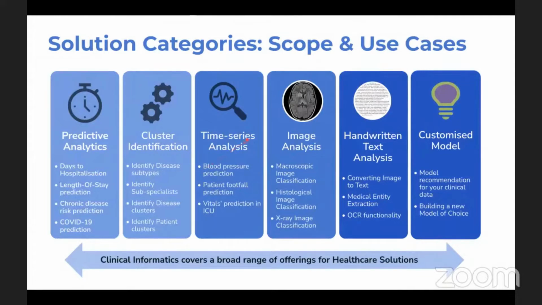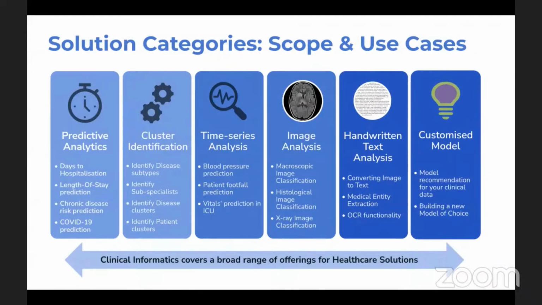Next, we come to time series analysis. Now, time series is a very important part, given the advent of wearables and Fitbits. So it's a massive amount of data generated each and every second. And because the vital parameters of the human body are rapidly fluctuating, we can predict the blood pressure or respiratory rate using some time series models.